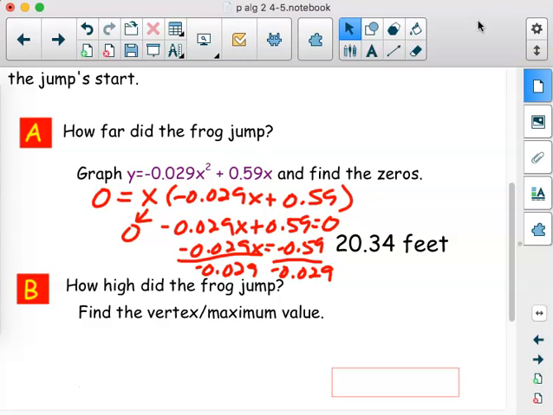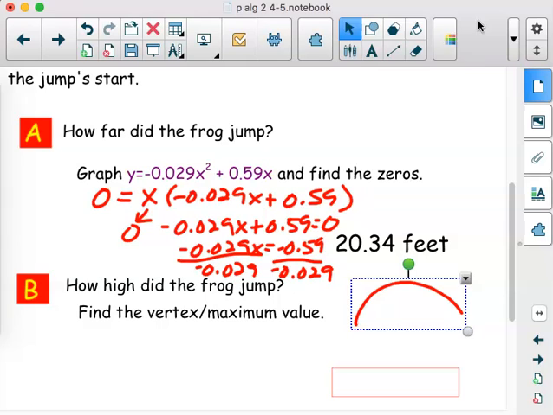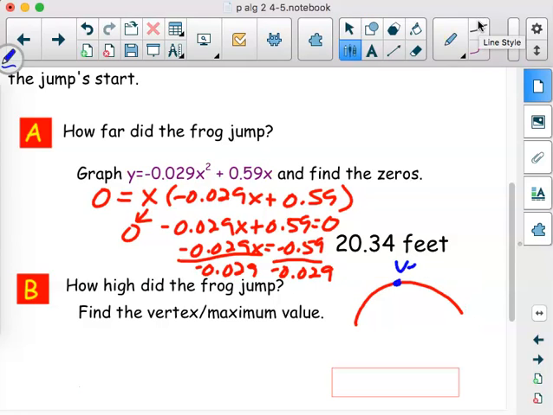Now we want to know, how high did the frog jump? Well, we just got to see the frog jump. And here's what we know. How high is explained by the vertex. So again, I wouldn't need to use the calculator to do this one.